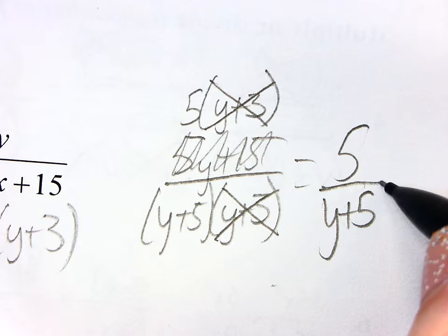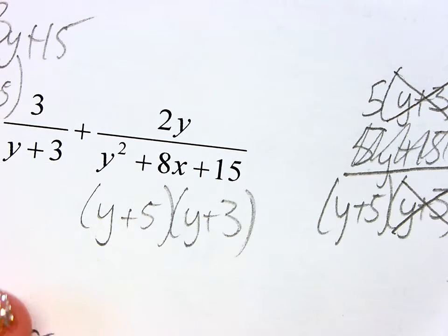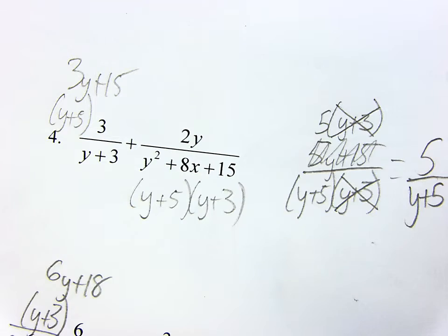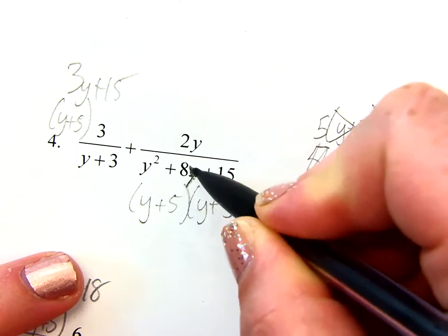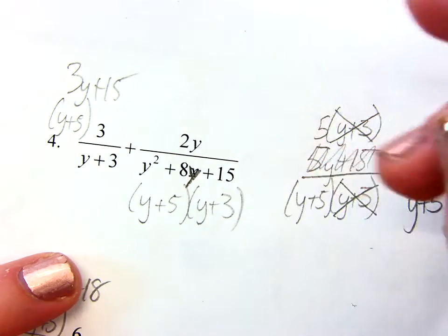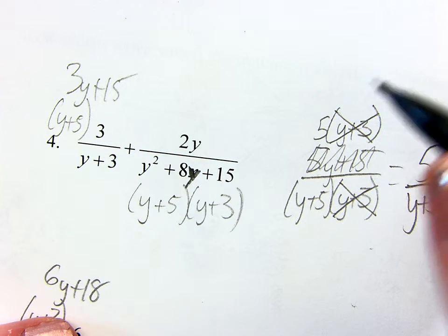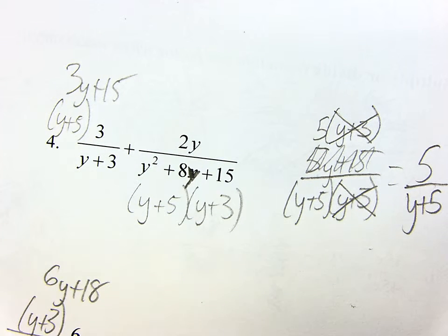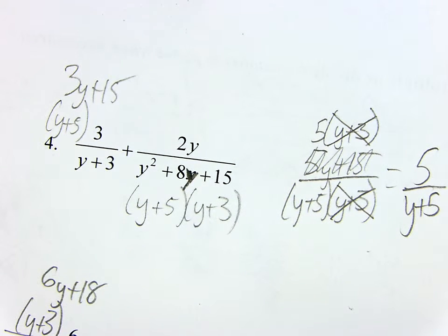In the question, it says y squared plus 8x. Is this supposed to be x or y? Oh, I'm sure it's supposed to be a y. Yeah, they should both be y's. It's like that in number 6. How funny, I don't even pick up on it. I just assume they should all be the same variable. I'm sure that was just a typo.